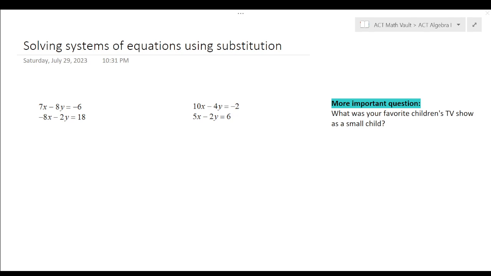Here are the two problems that we'll do, and to make sure we don't take ourselves too seriously, let's think about the fun question. What was your favorite children's TV show as a small child?